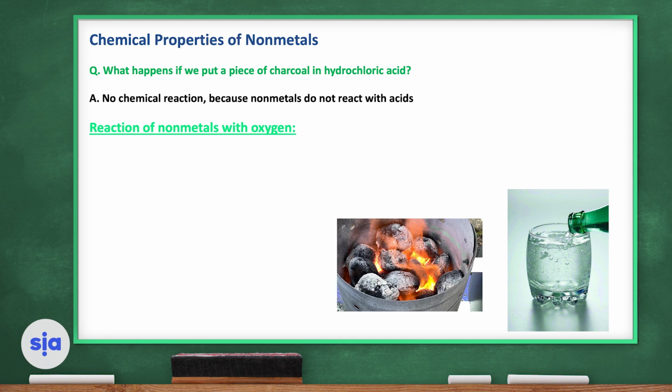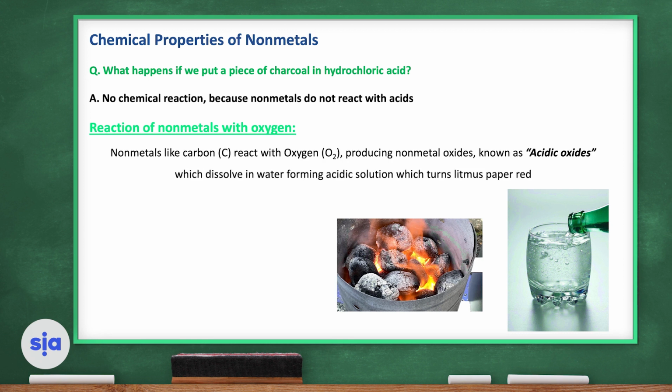What about the reaction of non-metals with oxygen? Try to put some carbon in oxygen and burn them, heat them. They will form oxides known as acidic oxides. And these acidic oxides will dissolve in water, forming an acidic solution, which will turn the litmus paper red. Of course, the blue litmus paper red.